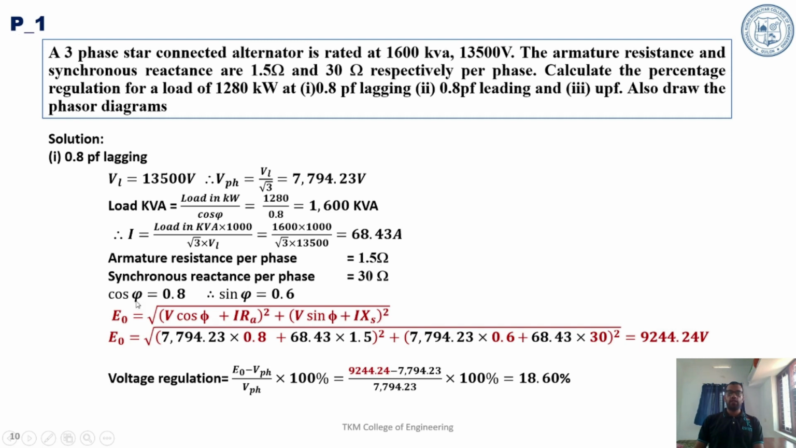From the question, the armature resistance per phase and synchronous reactance per phase are given as 1.5 ohm and 30 ohm respectively. As the power factor is 0.8, sin phi is equal to 0.6. We know the expression for E0 as the root of (V cos phi plus I into Ra) whole square plus (V sin phi plus I into Xs) whole square. Substituting all these values in this equation, we can obtain E0, the no load induced EMF, as 9244.24 volt. Substituting E0 and V in the voltage regulation equation, we can obtain the voltage regulation as 18.60%.